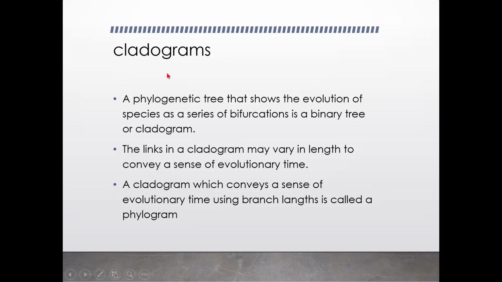And when this evolution of species is represented as a series of bifurcations, such a phylogenetic tree is called a binary tree or cladogram. And in a cladogram, if the branch length is different and indicates the evolutionary distance, such a cladogram is called a phylogram. So this is the difference between the different terminology used in phylogenetics. I hope you guys are able to follow. Let's move on further.